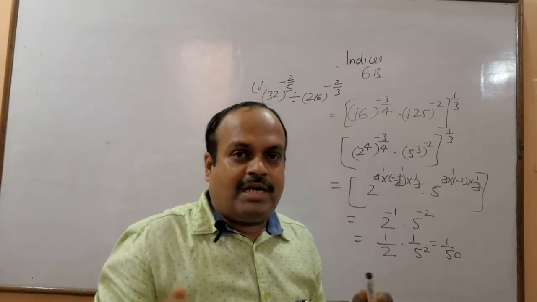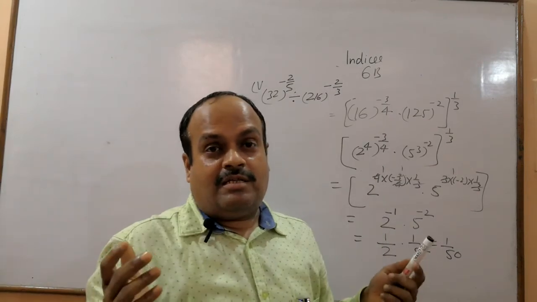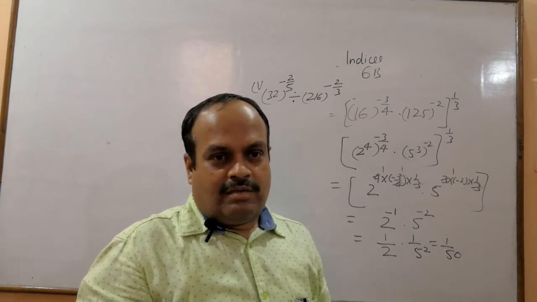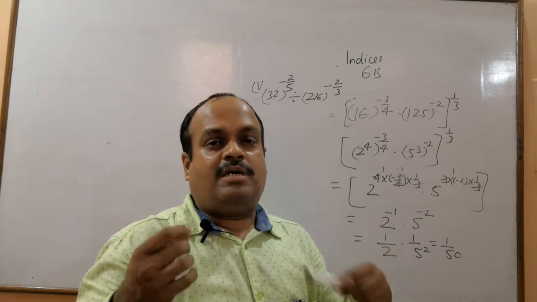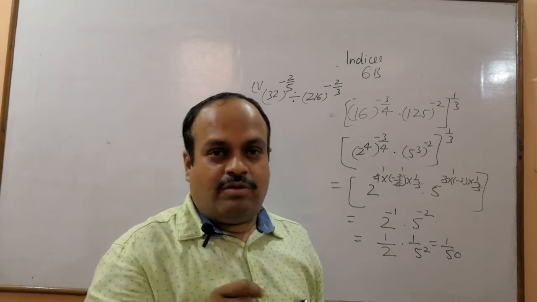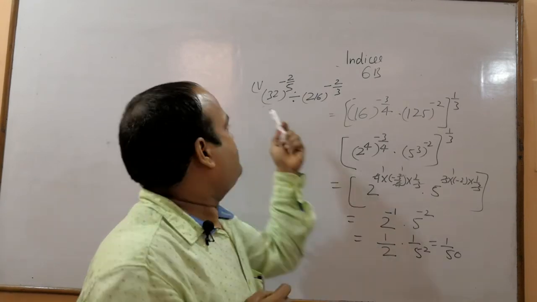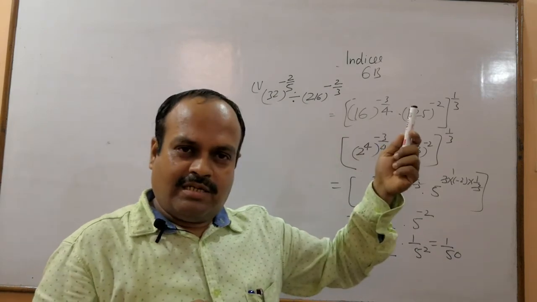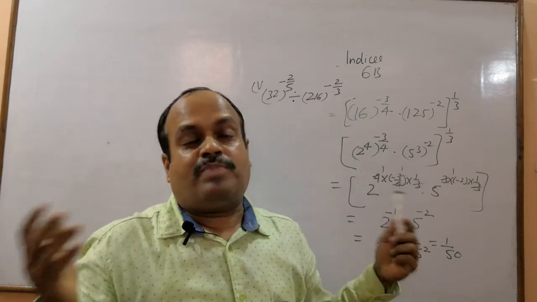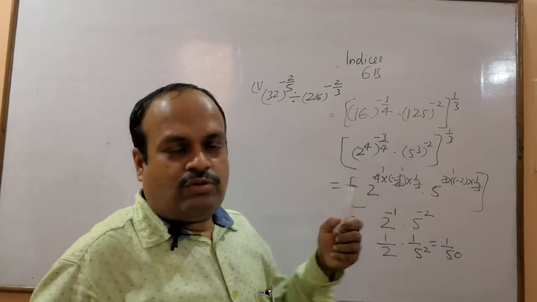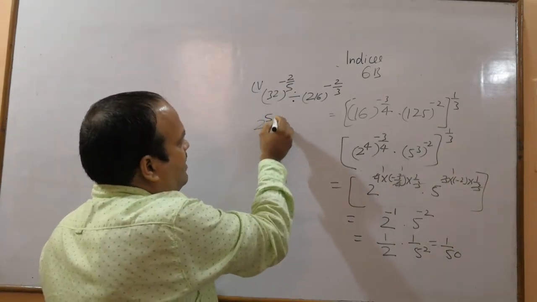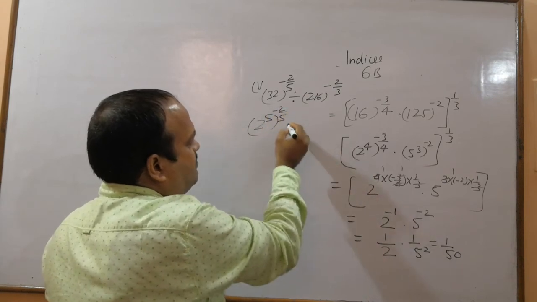Now some of you might be surprised how the sir writes immediately the numbers in exponential form, because I have experience, I have practiced a lot. That's why I know which number can be written how in exponential form, and for you, you need to practice. So if you want to express 32 in exponential form, you need to prime factorize this 32, 2 into 2 into 2 into 2, 5 times. So this 32 can be written as 2 to the power 5 raised to minus 2 by 5.